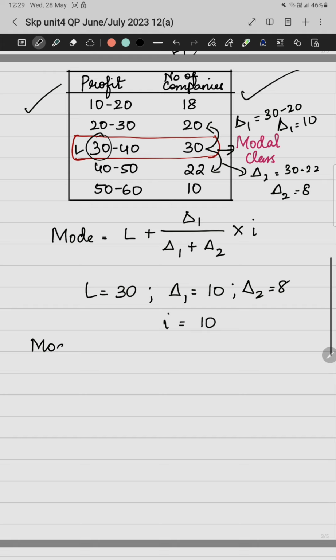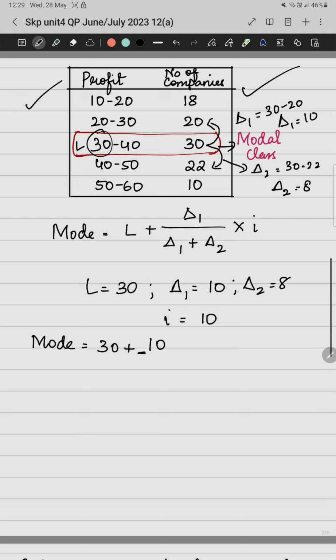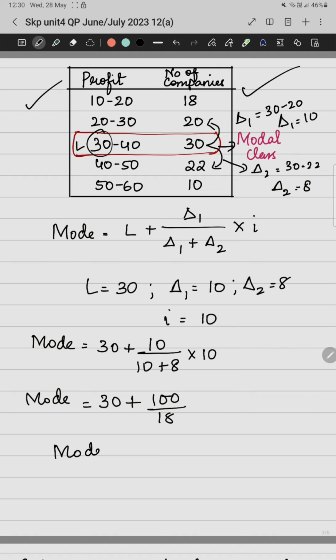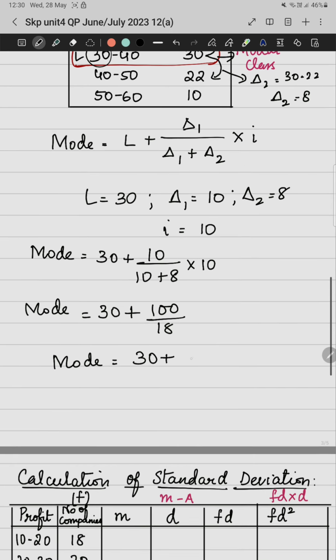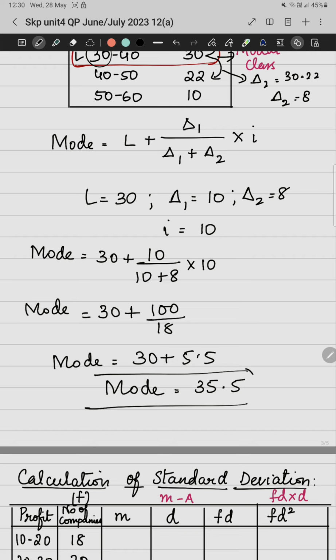So mode is equal to 30 plus 10 divided by 10 plus 8 into 10. So mode is equal to 30 plus 100 divided by 18, which is 5.5. So I get mode is equal to 35.5. This is also simple. Now I have found the mode value.